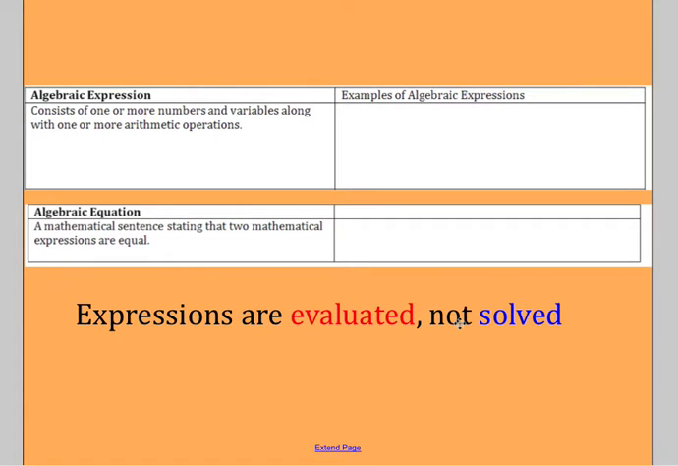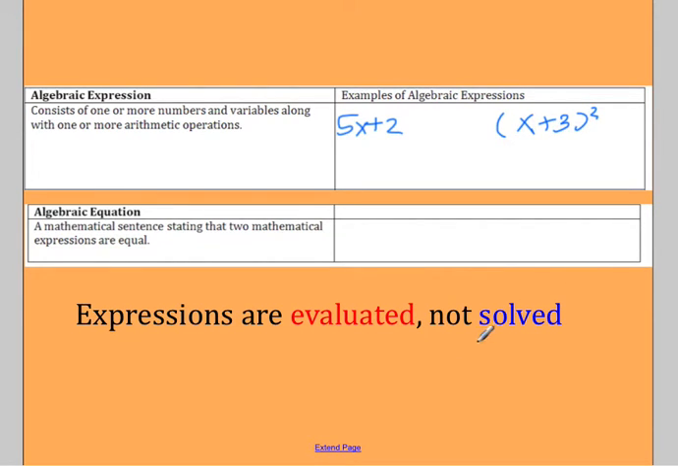In order to be able to write expressions and equations, you need to know what an expression or an equation is. An expression consists of one or more variables or numbers along with one or more arithmetic operations. Operations are adding, subtracting, multiplying, and dividing. And an expression does not have an equal sign. An example would be 5x plus 2. Another example might be x plus 3 to the second.